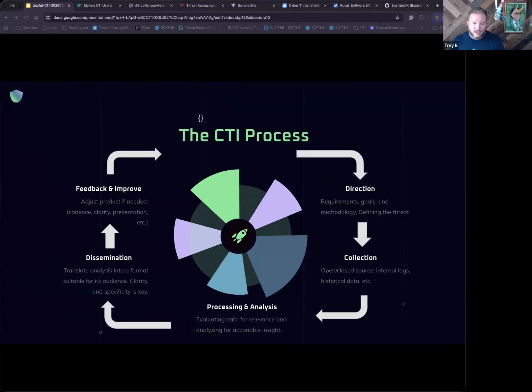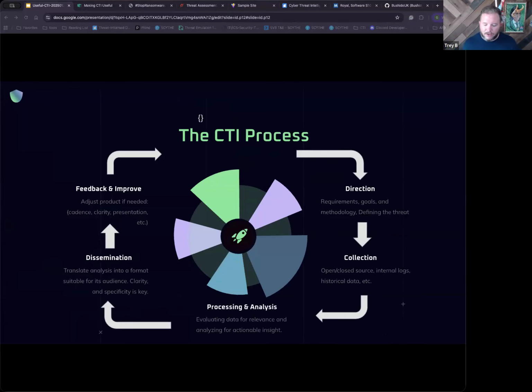This whole process, right? We were given our direction. We're trying to understand what's going on. We started doing some collection. We've been doing a little bit of processing and analysis as we're reading and pulling out pieces and parts, like these inferences we've made, key behaviors.